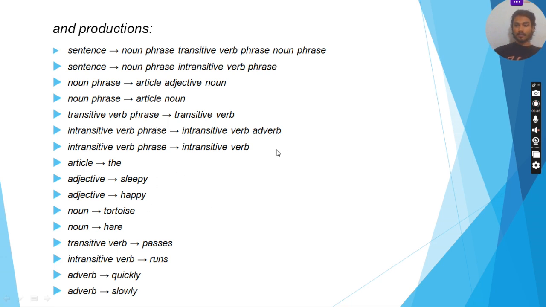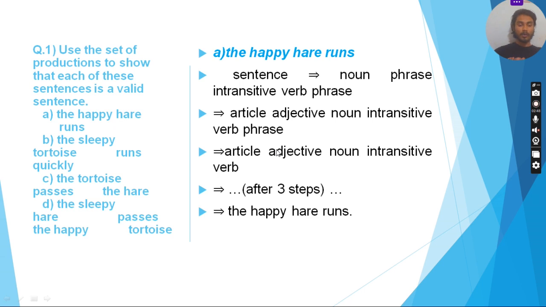So we have our first question of the test, which is: use the set of productions to show that each of the sentences is a valid sentence. We need to conclude whether it is a valid sentence or not. For example, the first question is: the happy hare runs. So let's just break it down.